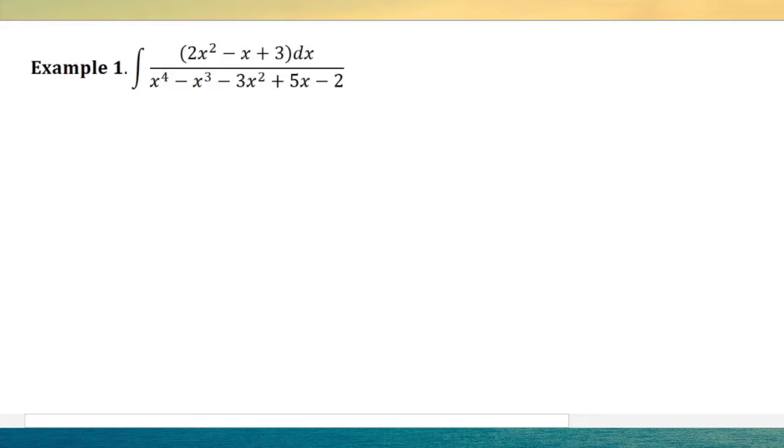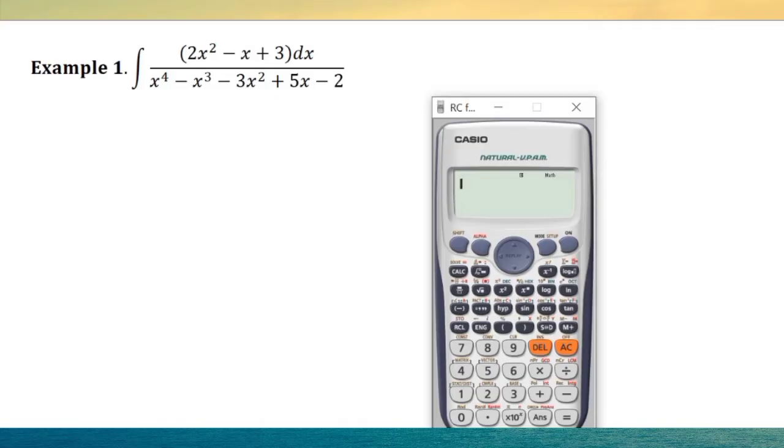Example number 1, we have the integral of the quantity 2x squared minus x plus 3 dx over x to the fourth minus x cubed minus 3x squared plus 5x minus 2. Ang gagawin natin dito is to find the factors of our denominator. Now, as you can see in your calculator, mode 5, yung degree ng equation na makukunan natin ng roots ay up to the third degree lang. So, ibig sabihin, magma-manual tayo dito sa to the fourth para maibaba natin siya ng degree 3 bago natin siya gamitan ng calculator.